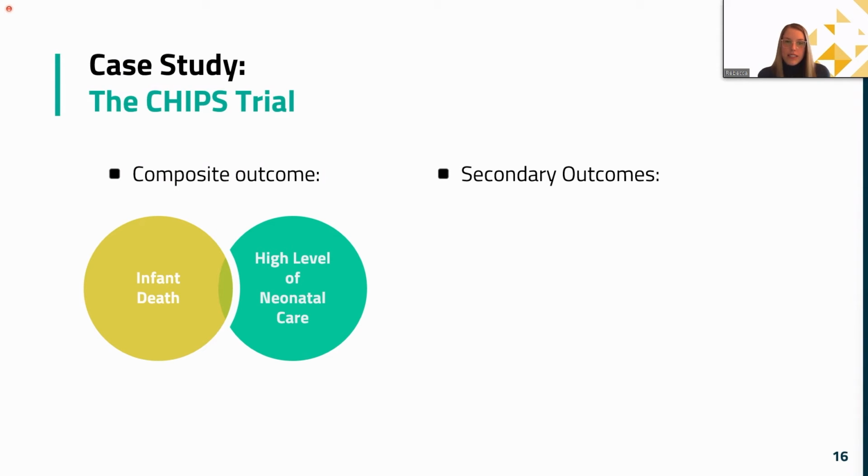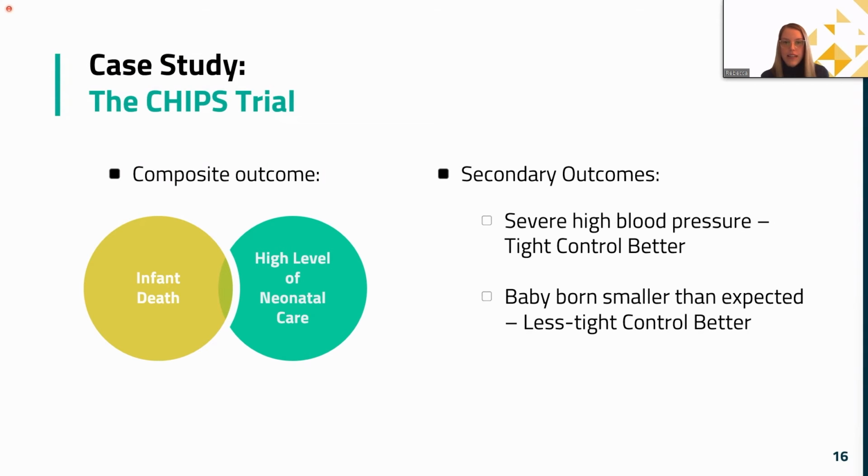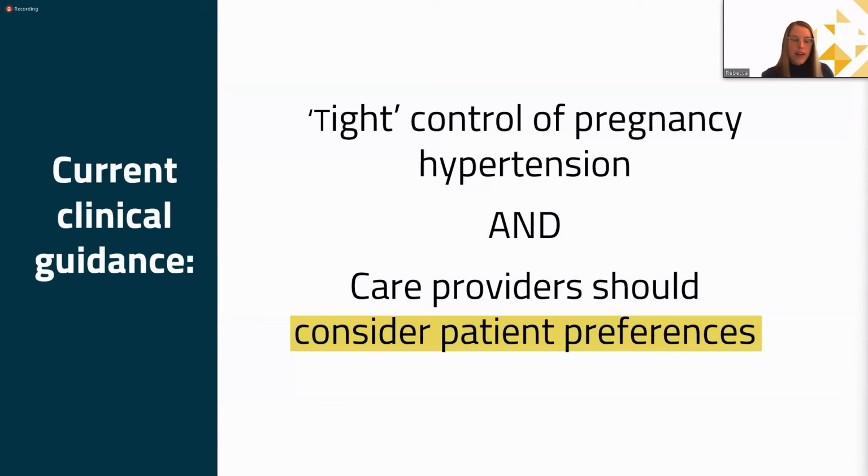They did find some differences in their secondary outcomes. So they found that tight control was significantly better for severe high blood pressure. So fewer people who received tight control developed severe high blood pressure. And although not statistically significant, they found that there was a clinically significant treatment effect where less tight control was better for reducing the risk of a baby being born smaller than expected. But the CHIPS trial really changed treatment in hypertension and pregnancy. And so current clinical guidelines changed to recommend tight control of pregnancy hypertension and that care providers consider patient preferences.